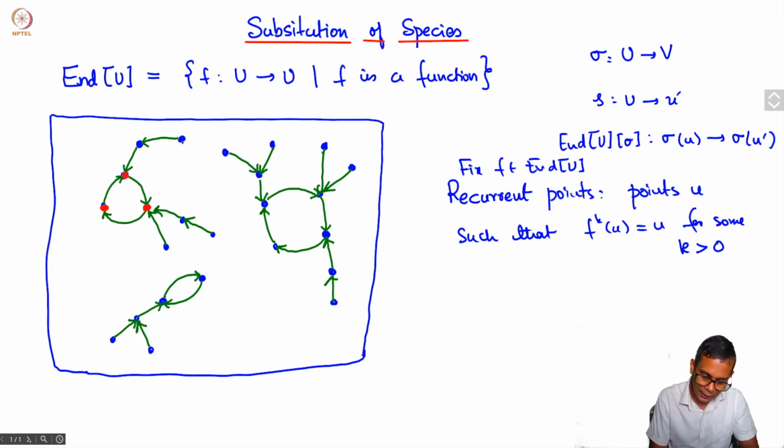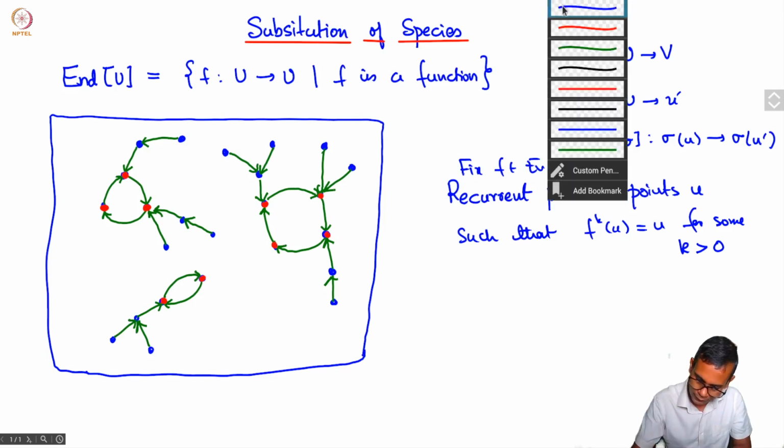This point here, on the other hand, is not recurrent because once you leave this point, there's no way of coming back, nor is this. So in this connected component, only these 3 red points are recurrent. Let me just mark all the recurrent points in this endofunction. So this endofunction has these red points which are recurrent points, and the remaining points are called non-recurrent points.